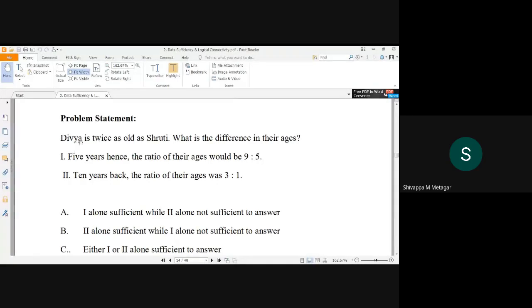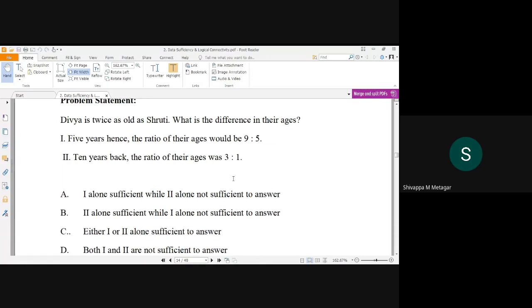First, we know that Divya is twice as old as Shruti. D is equal to 2 into S. Based on this, 5 years hence, they have given the ratio of their ages would be 9:5. That is, D plus 5 divided by S plus 5 is equal to 9/5. And 10 years back, again you have to subtract 10, the ratio of their ages was 3:1.